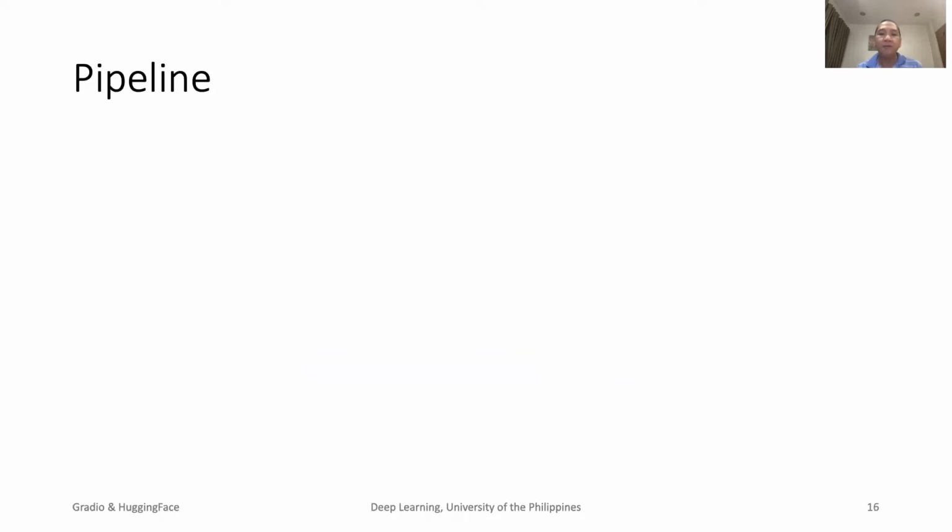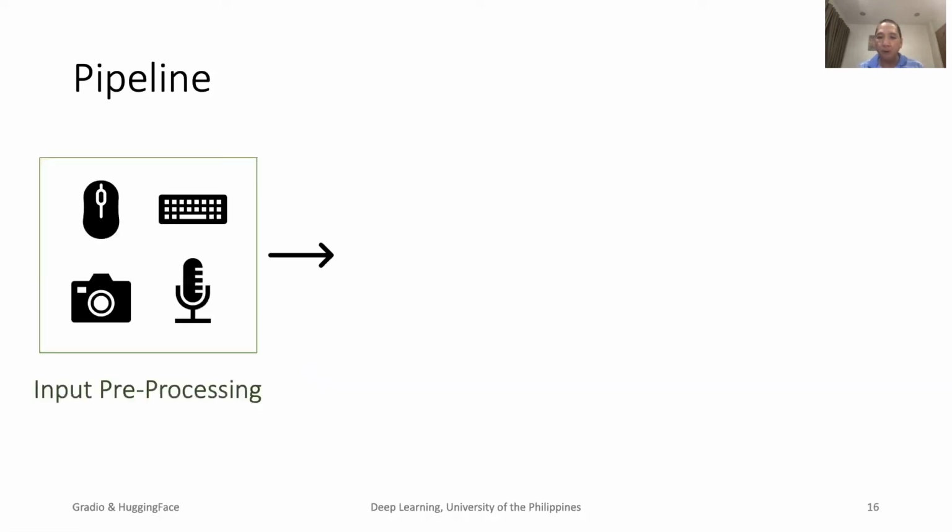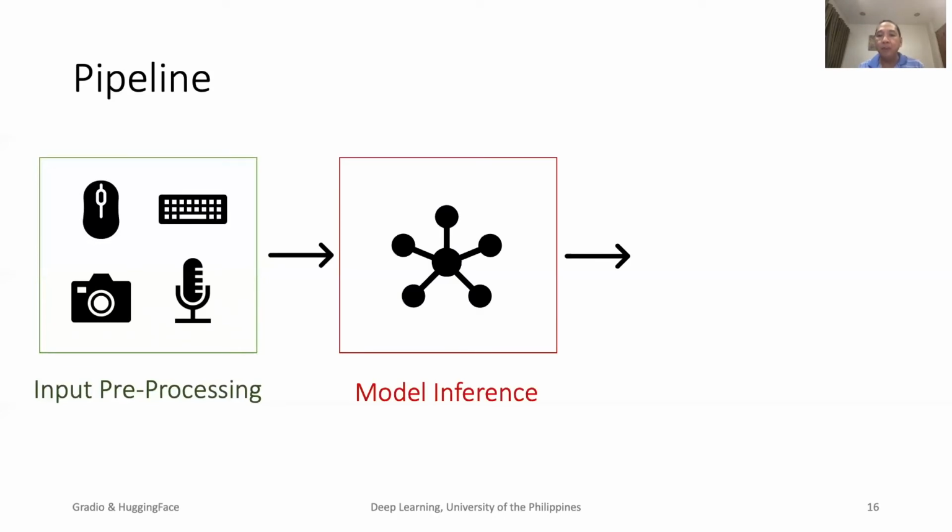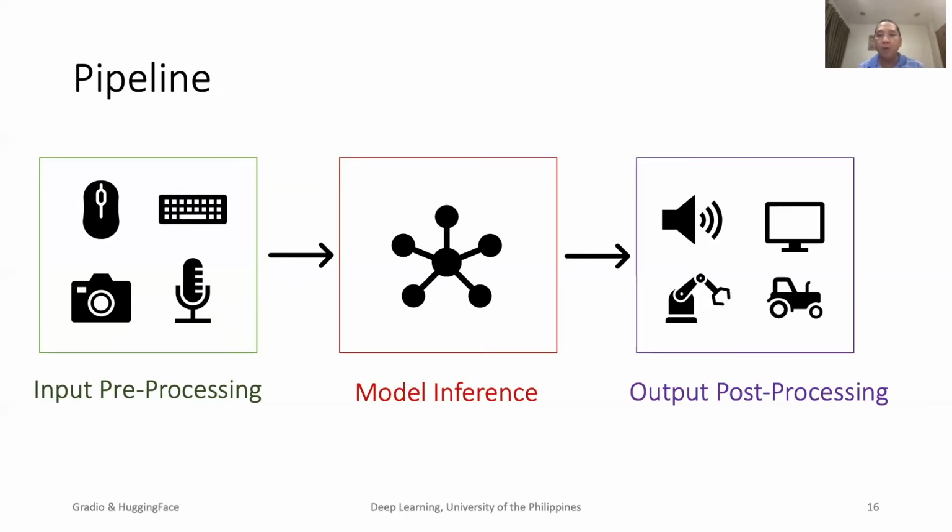Pipeline takes care of the following: input pre-processing. Pipeline does the data type conversion, transforms, reshaping, and so forth. Model inference. Pipeline feeds the model with pre-processed input and retrieves the output prediction. Output post-processing. Pipeline does the data type conversion, reshaping, and produces a presentable result.